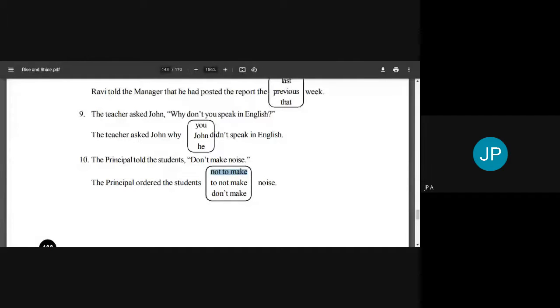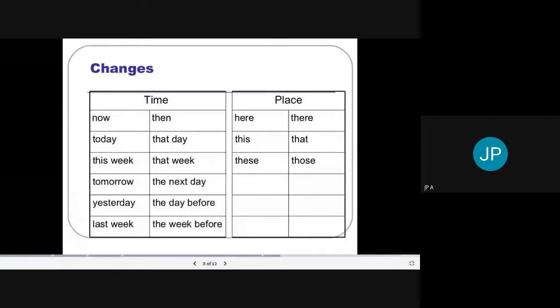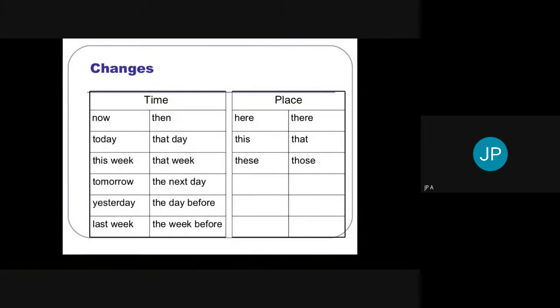Okay. So apart from the verb changes, this is what you have to remember. There are changes that happen with time and also with place. അപ്പോൾ ടെൻസ് മാത്രമല്ല, വാക്കുകളിൽ ഈ ടൈമിനും പ്ലേസിനും ചേഞ്ചസ് വരും.